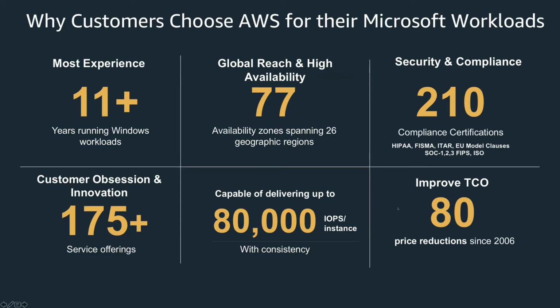And then we have a global reach. What we mean is we have 26 different geographic regions, and I will be briefly talking about what I mean by regions and availability zones. But we have 26 geographical regions, and those regions have more than 77 different availability zones, and this gives our customers the ability to go global and help their end customers, but also to build the most resilient, highly available, fault tolerant applications on AWS.